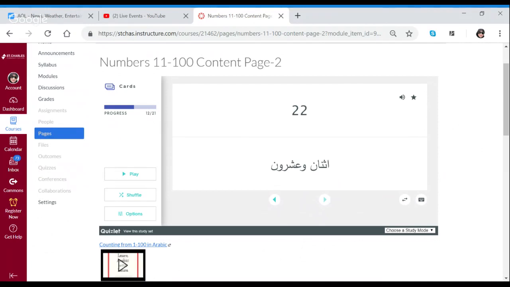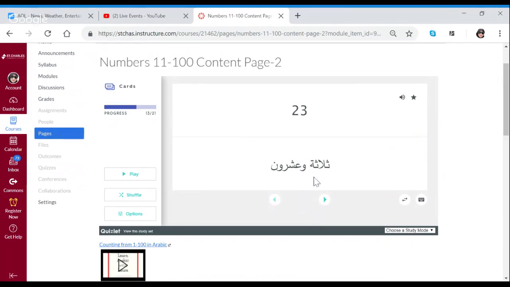Again. Ithnan wa Ishrun. Very good. Okay. 23. Thalatha wa Ishrun. So let's go on between 23 up to 30.